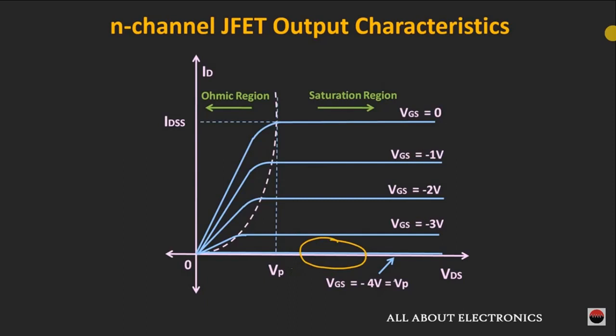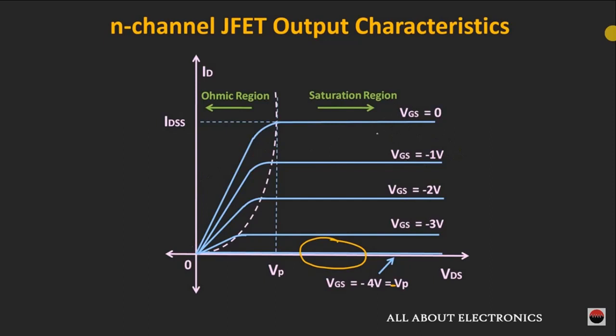Or we can say that whenever this VGS is equal to -Vp, at that time the device is turned off. So in this way, this JFET can be operated in the 3 different regions: the ohmic region, the saturation region and the cutoff region. So in this ohmic region, the JFET will work as a resistor, and for the fixed value of VGS, it provides almost constant resistance.